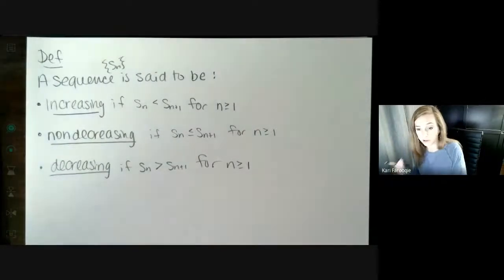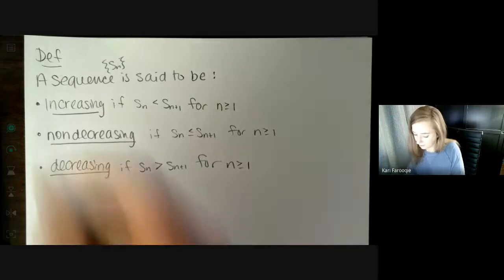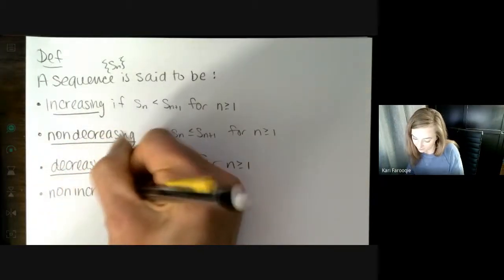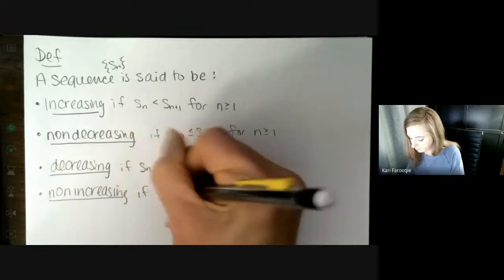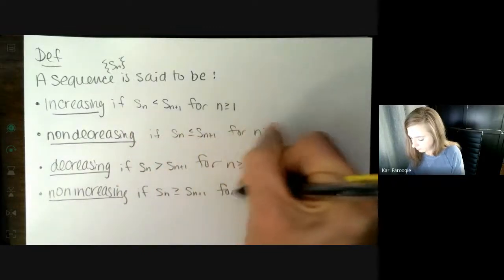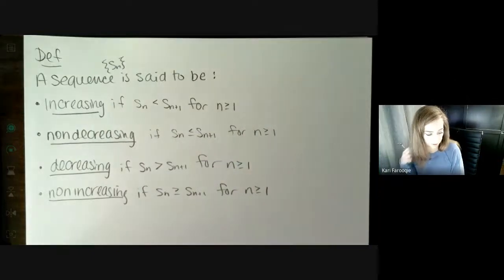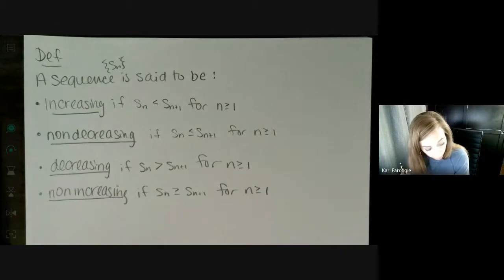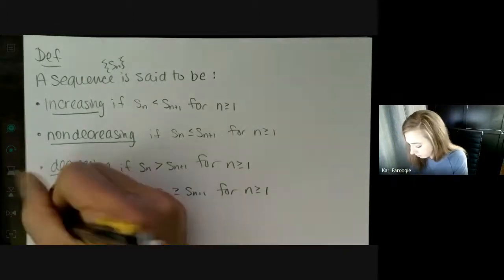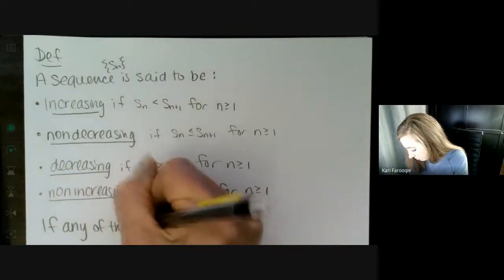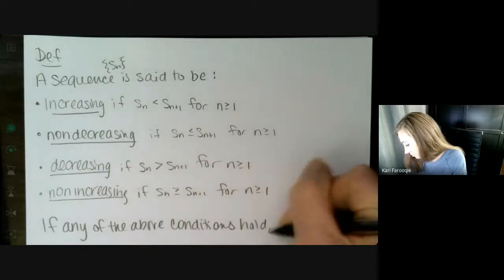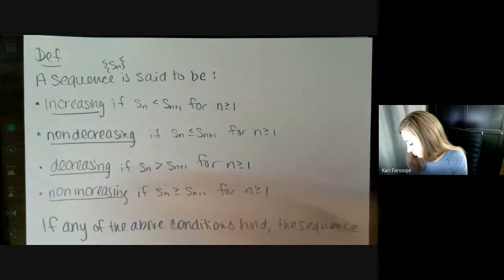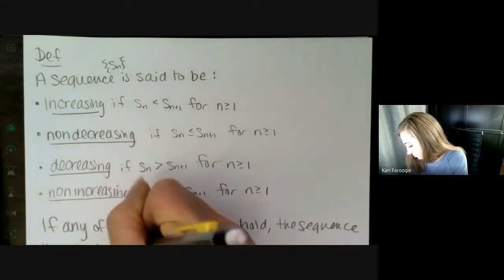So if your terms start to get smaller, then they're decreasing. Then we also have non-increasing, which doesn't mean they're getting smaller. It just means they're not getting larger. If any of the above conditions hold, the sequence is called monotonic.